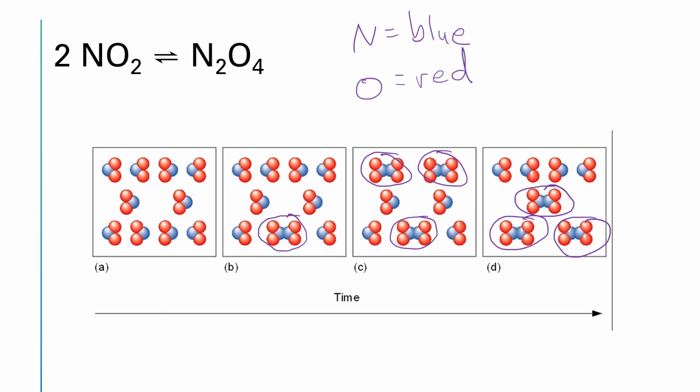But notice that for box C and box D, both of these have three molecules of N2O4. So it looks like by box C, we have hit equilibrium because the concentration of N2O4 is remaining constant. Likewise, if we wanted to focus on NO2, in box C, we have four NO2s, and in box D, we have four NO2s. So it looks like by box C, we have hit equilibrium.